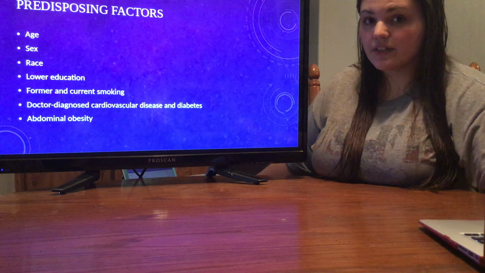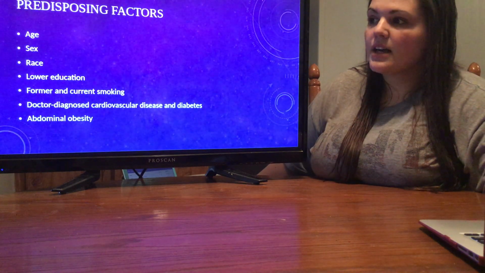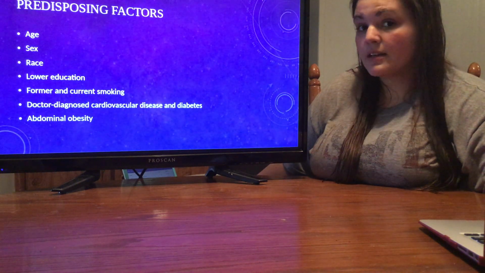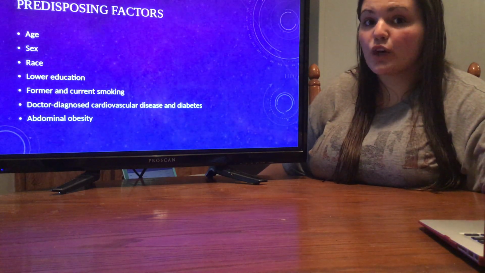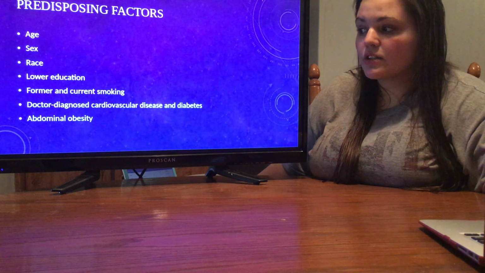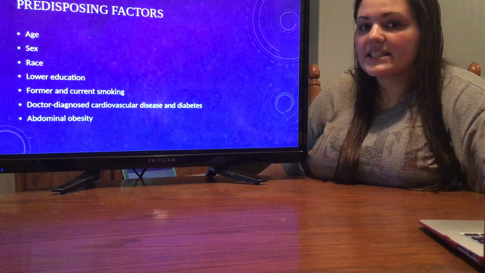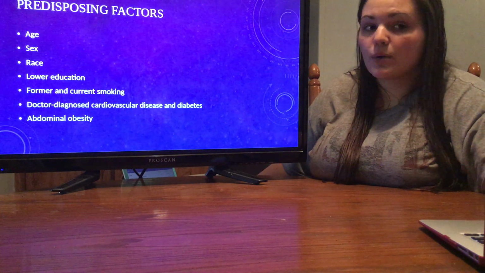So next we have predisposing factors. A few of these could be age, sex, race, lower education, former and current smoking, doctor-diagnosed cardiovascular disease and diabetes, and abdominal obesity.